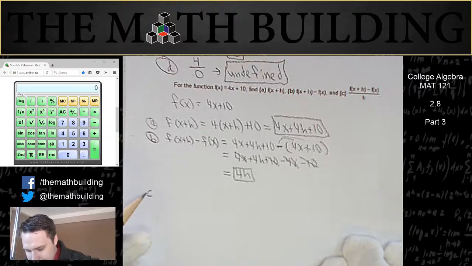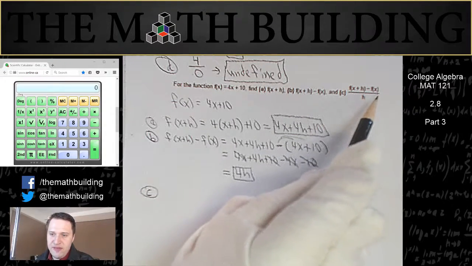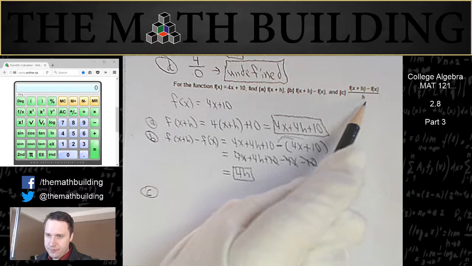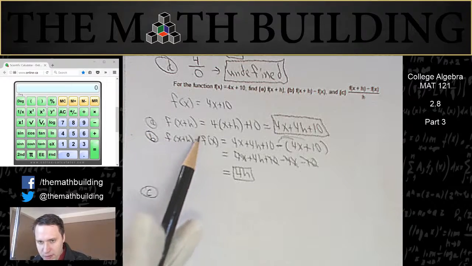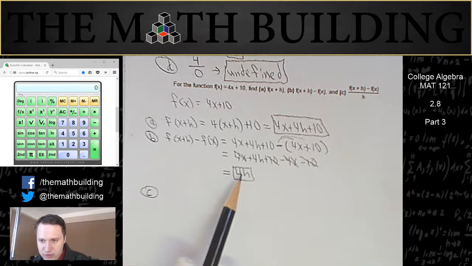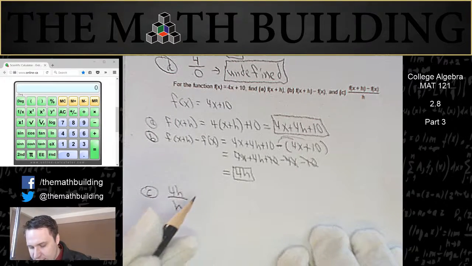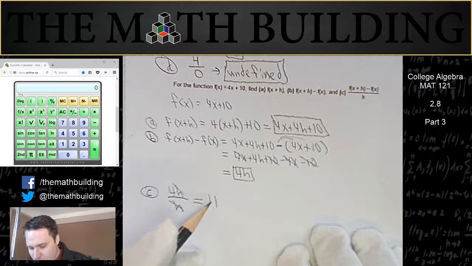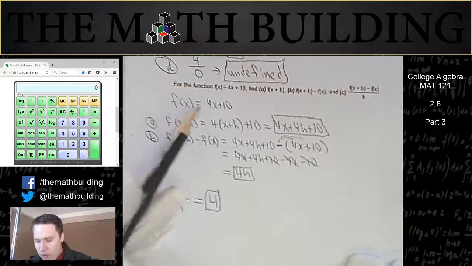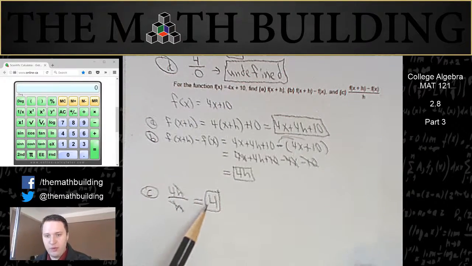Part C. They want us to find f of x plus h minus f of x, divided by h. So we've already found this top part. Remember, we found the top part, and we found that it was 4h. So in reality, the top part is 4h divided by h. And h cancels with h, and we get 4. So for this function, this entire thing is going to equal 4.